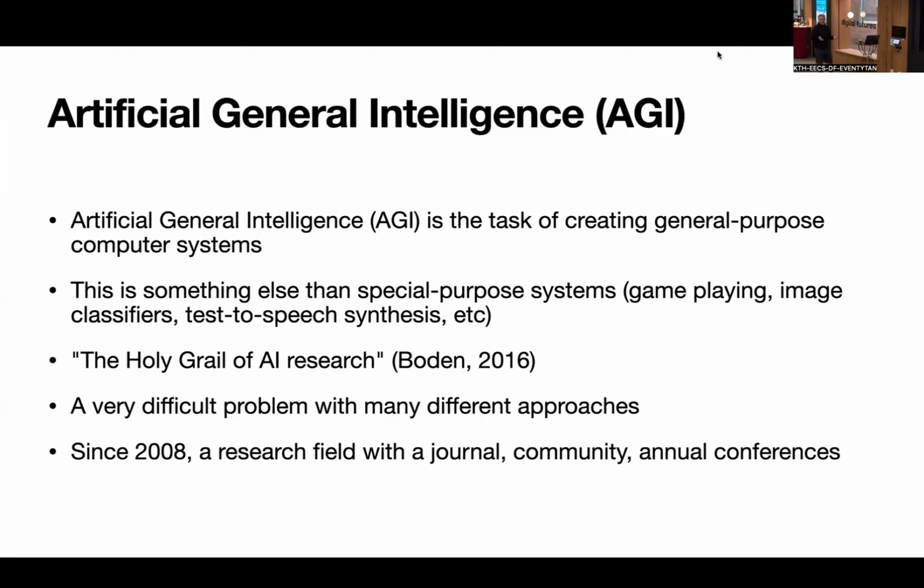But it's an extremely difficult task, of course, to build an AGI system. And even if, so to speak, the original goal of AI in the 50s was to create AGI, it's really since 2008, roughly, that there is a dedicated field within AI that is particularly about AGI, that has its own journal, community, conferences, and so on. And as I mentioned previously, we had the 2023 conference in this building, for example.